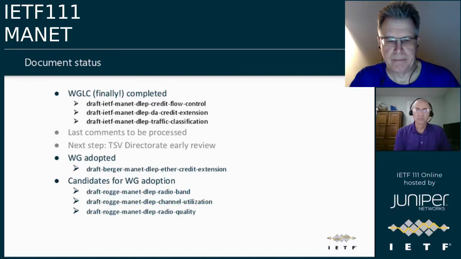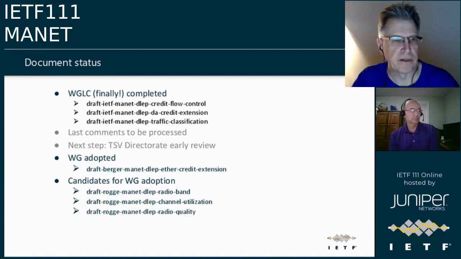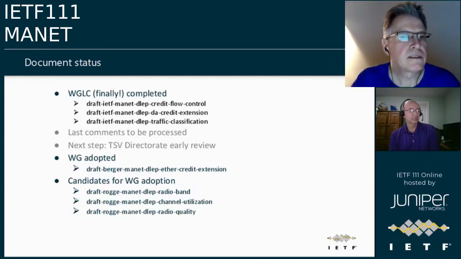So I've noted the comments on the DLEP Ethernet credit extension as made by Henning Rogge on the mailing list. But I think that it's too late to change the approach now. And I consider this internet draft as adopted, unless there's now a massive protest. So I would like to hear that. Nobody in the queue.